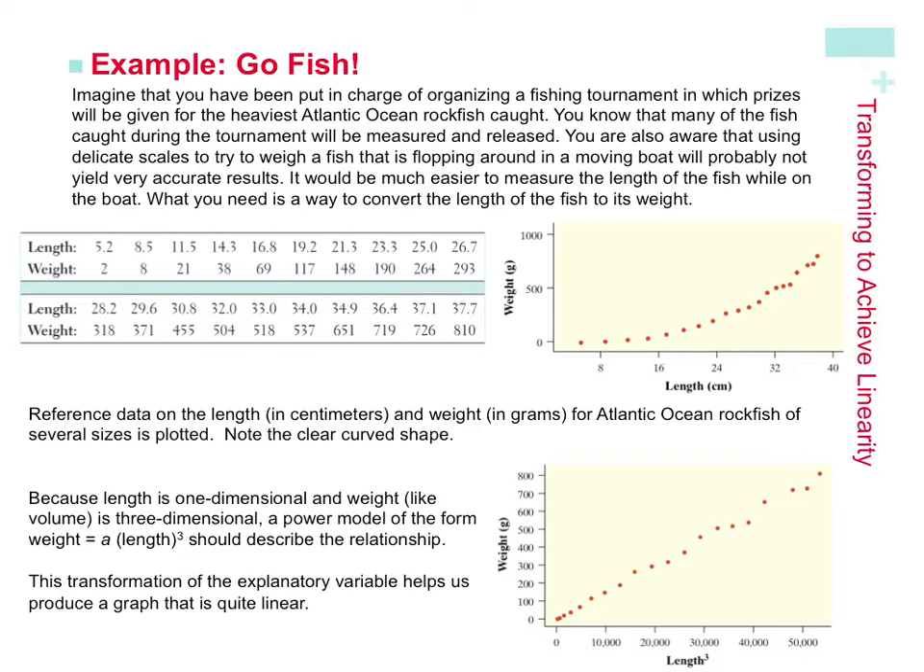Okay, because the length is one-dimensional and weight, like volume, is three-dimensional, a power model of the form weight is equal to a times length to the third should describe the relationship. This transformation of the explanatory variable helps us produce a graph that is quite linear. So essentially, using the cubed power here, I was able to straighten out the graph, or they were able to straighten out the graph.